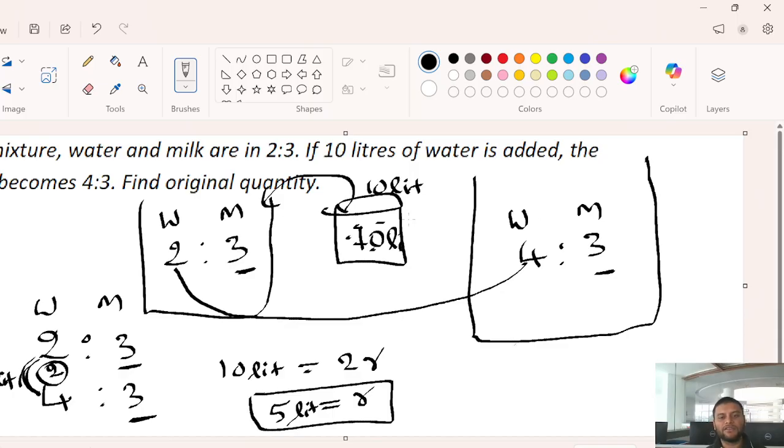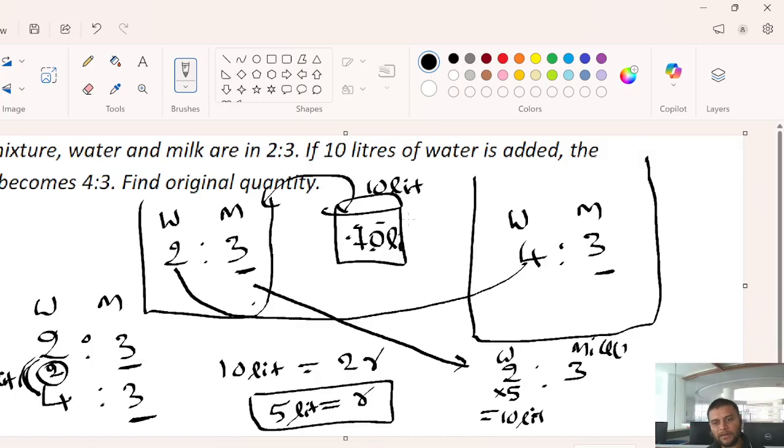Find the original quantity. So the original quantity will be coming from the first vessel, guys. Here we know the ratio value is 5 liters. So from the first vessel, the ratio is 2 is to 3. Original quantity of water will be 2 into 5, that is 10 liters. Original quantity of milk will be 3 into 5, that is 15 liters. So 10 liters and 15 liters are the original quantities of water and milk. This is the answer for the question. I hope it is very clear.